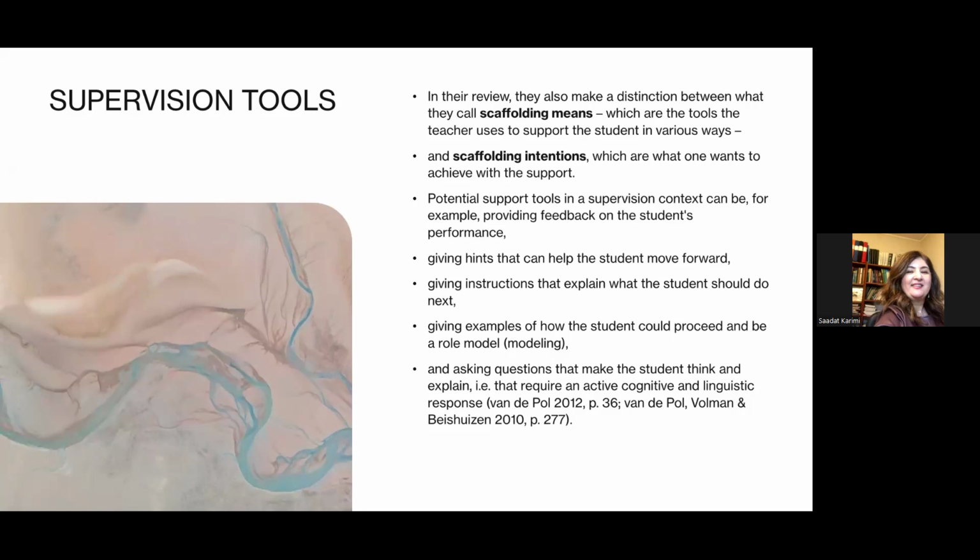Potential scaffolding tools in a supervision context can be, for example, providing feedback on the student's performance, giving hints that can help the student move forward, giving instructions that explain what the student should do next, giving examples of how the student could proceed and being a role model. That's modeling for them. And asking questions that make the student think, reflect, explain, that is to say, that require an active cognitive and linguistic response.